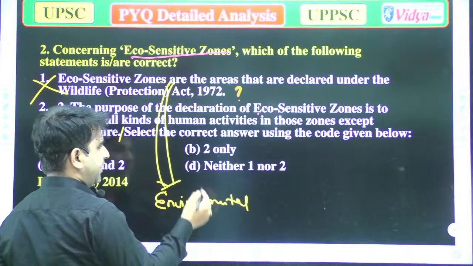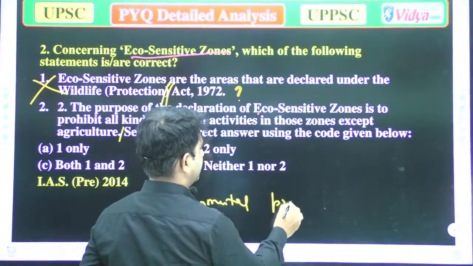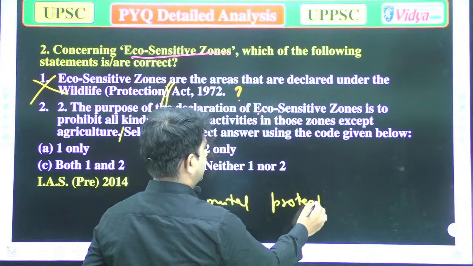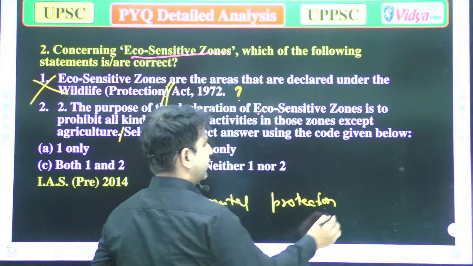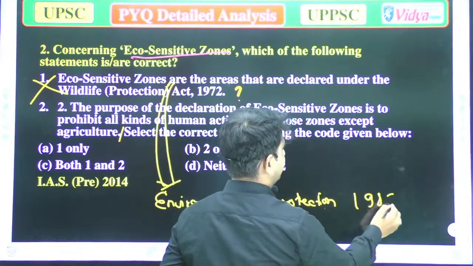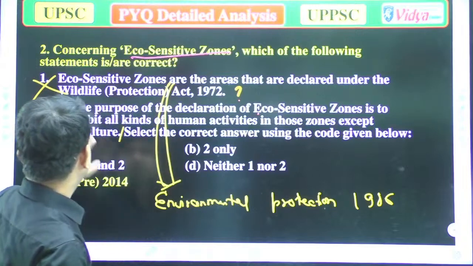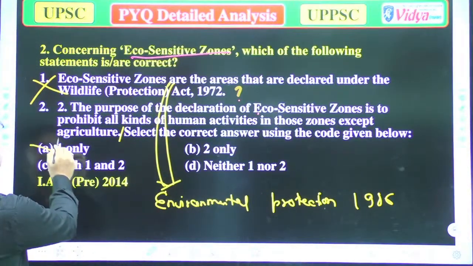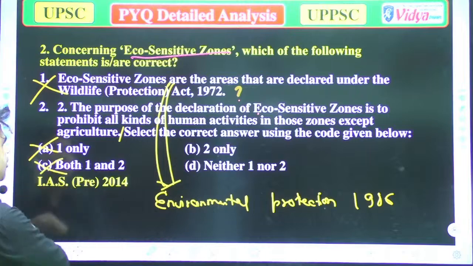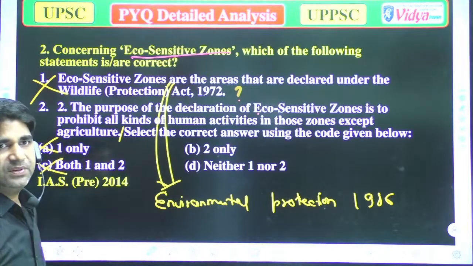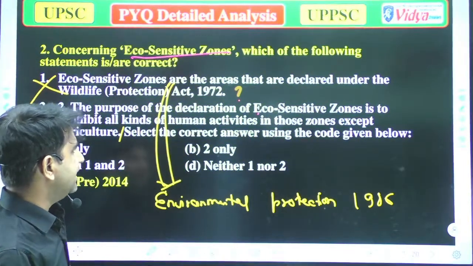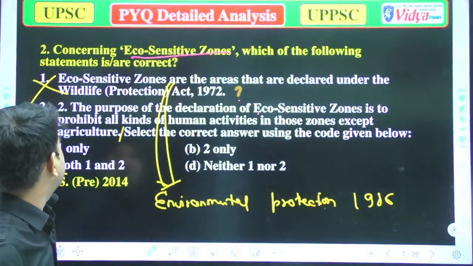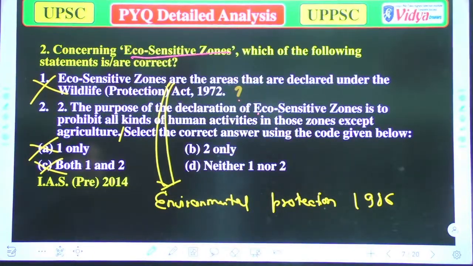After the Environmental Protection Act 1986. So our option 1 is incorrect. When option 1 is incorrect, we have two options left: only 2, or option D, neither 1 nor 2. Now we'll move to option 2.